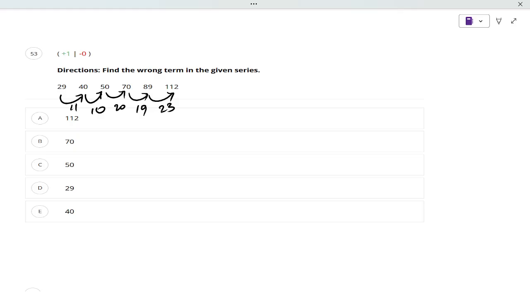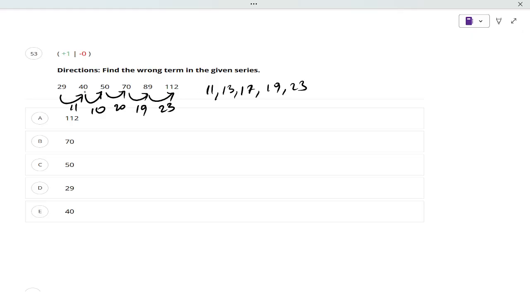And here we have 23. When we look closely, 19 and 23 are primes, and 11 is a prime. We have 10 and 20, so it can be a series of consecutive prime numbers starting from 11. 11 is a prime, 13 is a prime, 17 is a prime, 19 is a prime, 23 is a prime. So let's try that one.